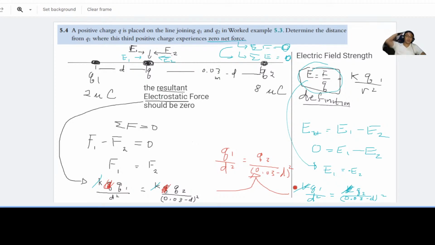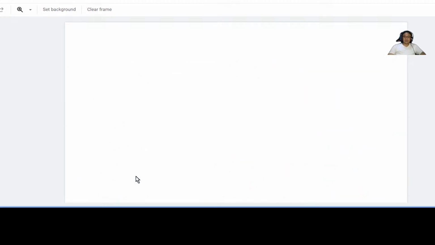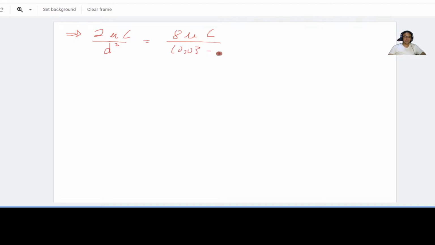For Q1 and Q2, we have values. Okay, so if we finally do this, we get what was Q1? Q1 was 2 microcoulombs, right? Over D squared. This is going to be 8 microcoulombs over 0.03 meters minus D squared, right? So you can also say that those units cancel out. And then this cancels out. This becomes 1. This becomes 4.